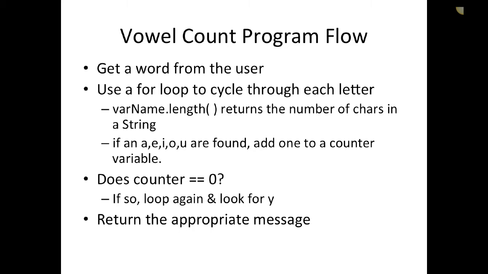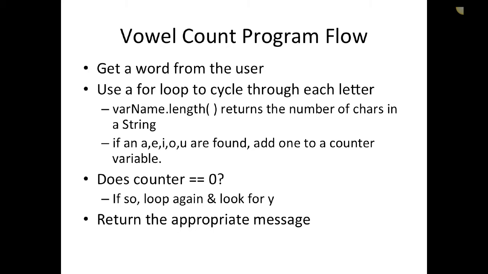After we're done cycling through the length of that string, we're going to do an if statement and check to see if counter is equal to 0. If it is equal to 0, then we're going to loop again and look for y. However, if counter is not equal to 0, we actually don't need anything else on our if statement. We don't need an else or an else if, because only if counter is 0 will we loop again. And you'll actually be able to pull that for loop that you used earlier and just copy and paste it down there inside of the body of that if statement, except instead of looking for A, E, I, O, U, you're just going to look for y this time.